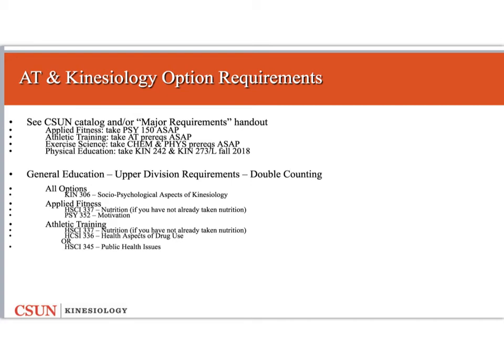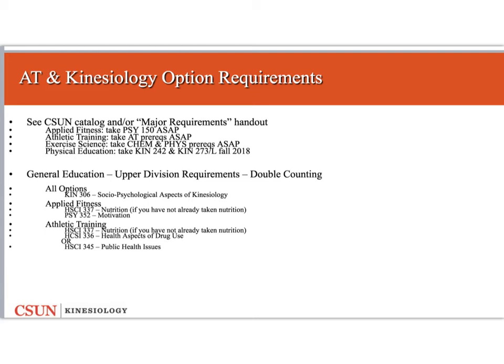If you are in applied fitness or athletic training, you need nutrition. Some of you may have already had nutrition. If you've already had nutrition, then you're done. If you have not yet taken nutrition, CSUN offers an upper division nutrition course, and if you take that, it will meet your applied fitness or your athletic training requirement, but it will also meet 3 of those units towards your upper division GE. If you already took a lower division nutrition course, CSUN won't let you take the upper division course because it's too similar.